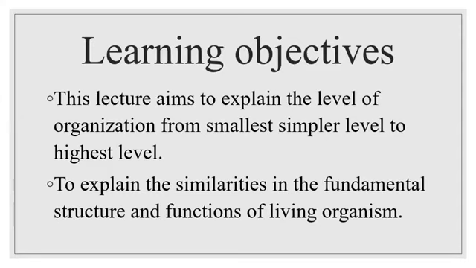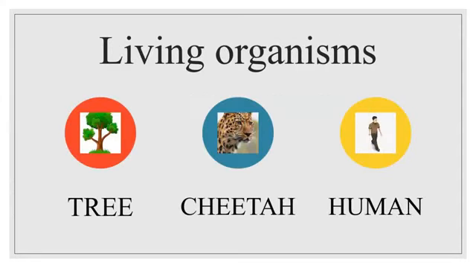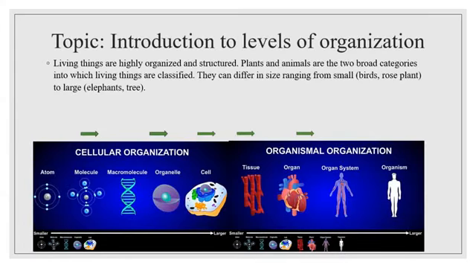So what is a living organism? All organisms on earth that fulfill the 7 characteristics of life processes are defined as living. Can you recall any of them? Pause the video and recall a few of them. Yes, they are feeding, respiration, growth, excretion, reproduction, respond, and movement.